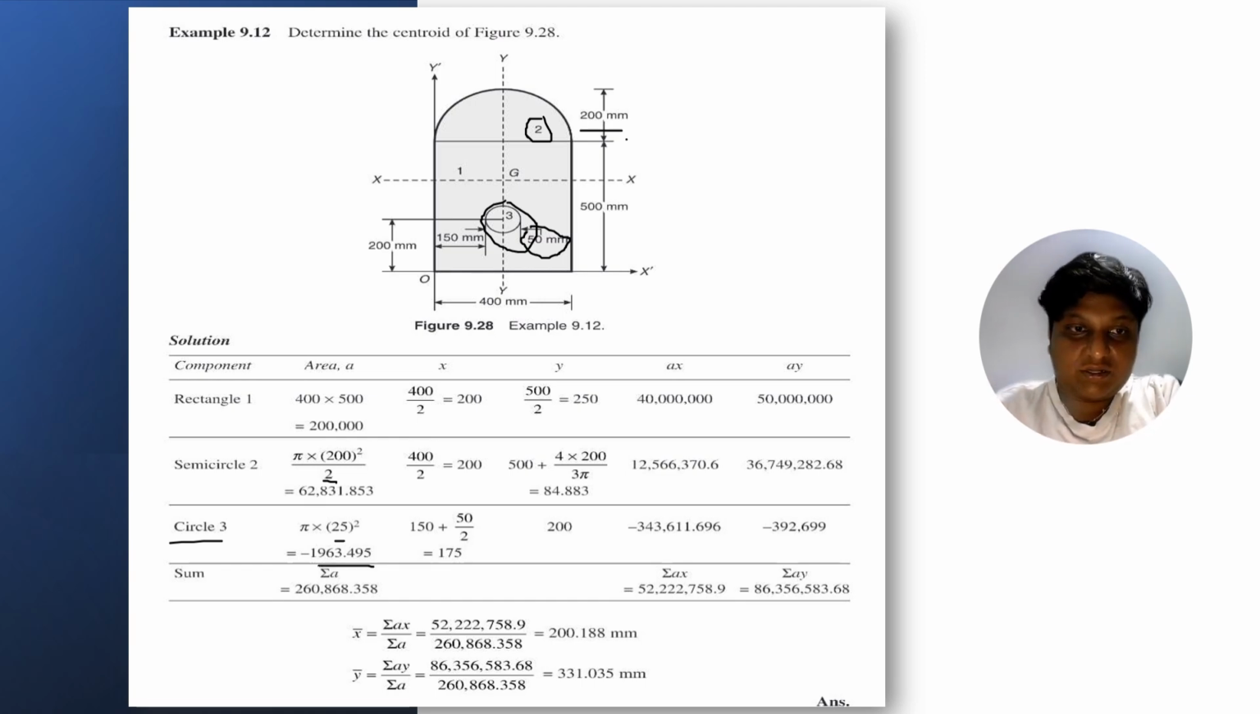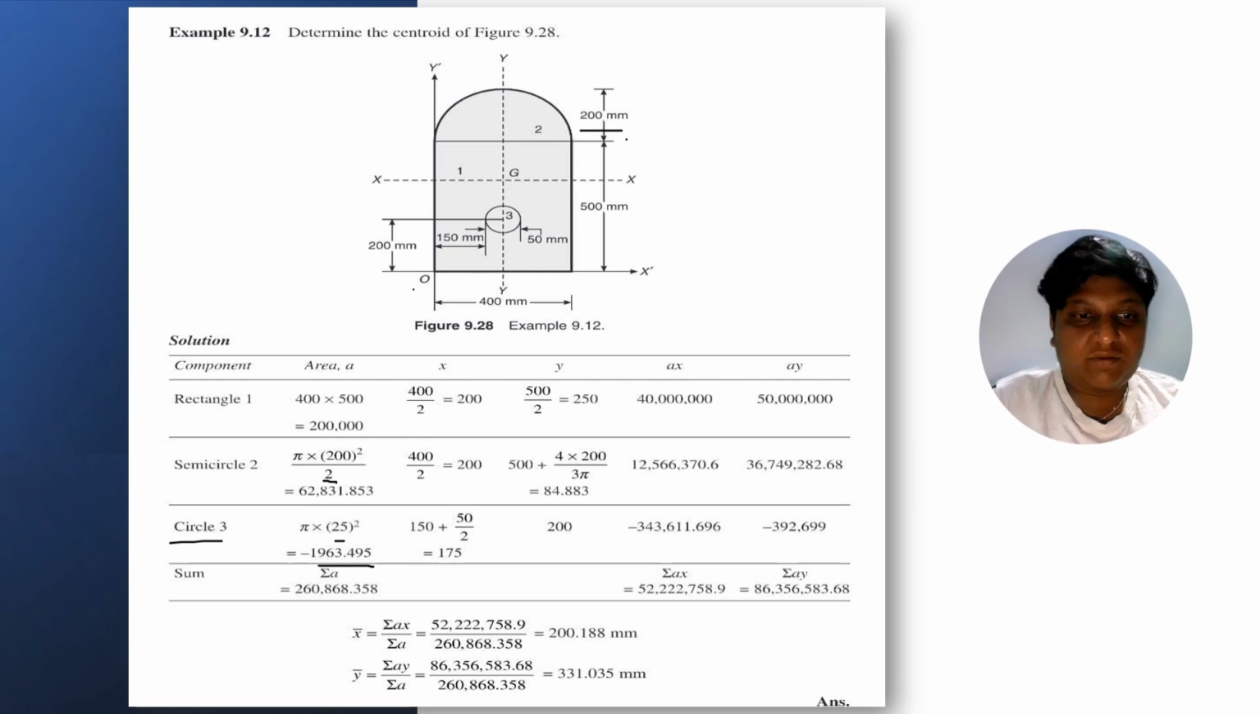Alright, now again find the x value. The same logic applies which was used in the semicircle to the circle as well. Here the diameter given is 150 mm. Here the circle is over here. We have to add the diameter given over here as well. Alright, so we get 150 plus 50 by 2. When we do this in the calculator, we get 175 as the answer.